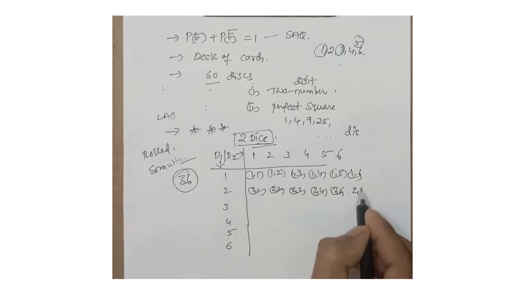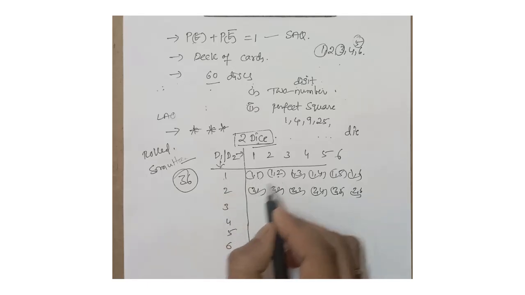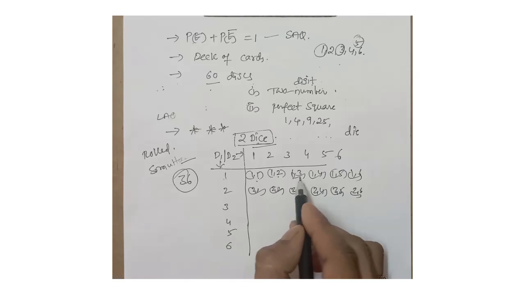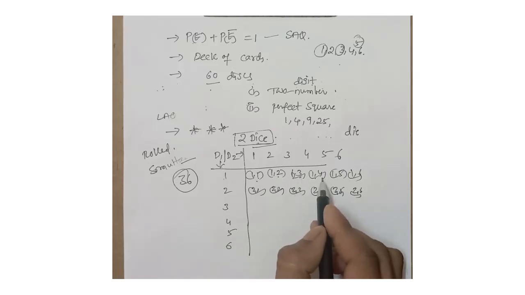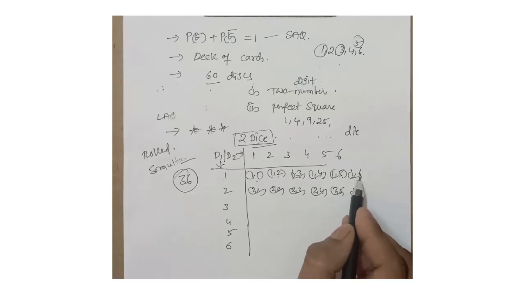Let me take 1 comma 1, plus: 1 plus 1 is 2, okay. 1 plus 2 is 3. 2 and 3 are prime numbers, you can take them. 1 plus 3 is 4, not a prime number. 1 plus 4 is 5, you can consider. 6 is not a prime number, and if you add 1 and 6, we'll get 7.